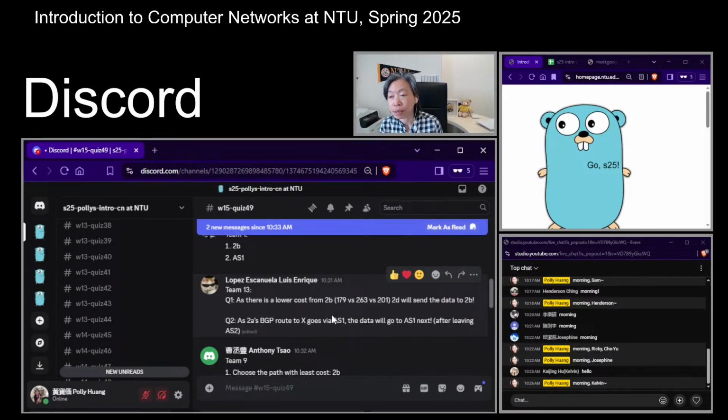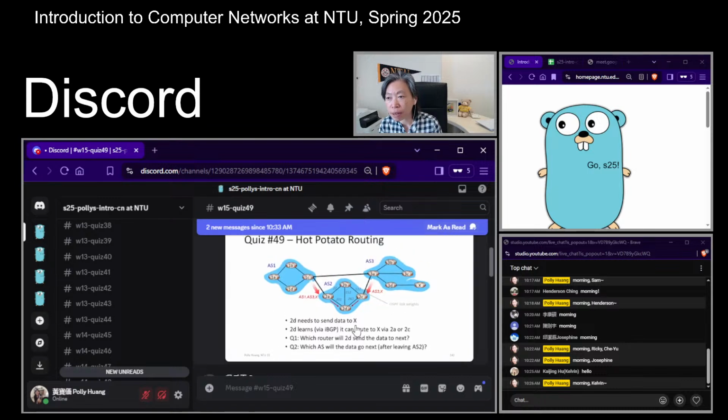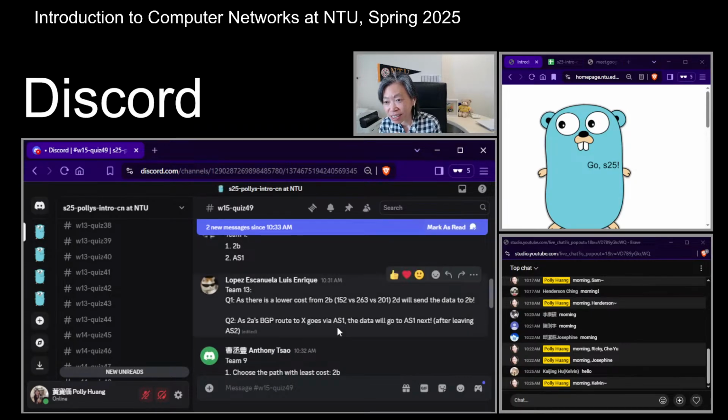Good. So this type of routing is called hot potato routing, because 2A and 2C, having AS paths, are kind of holding the hot potato. And actually 2D here, knowing two paths, these are hot potatoes, and so 2D would just need to throw the hot potato to whichever is closer. Okay, so let's see, Team 13.